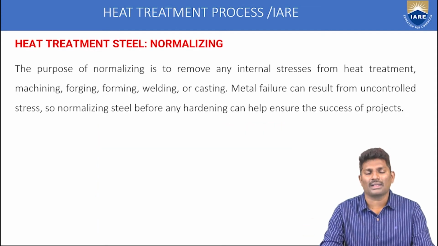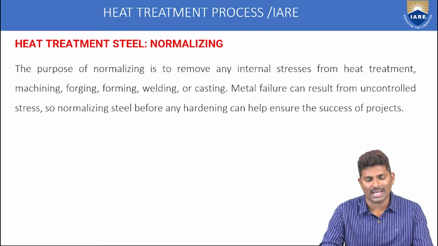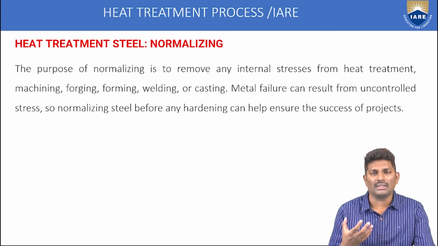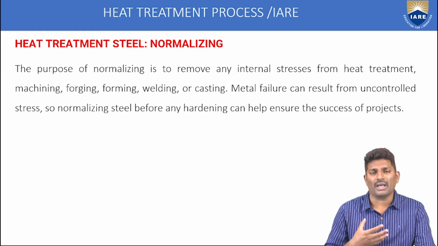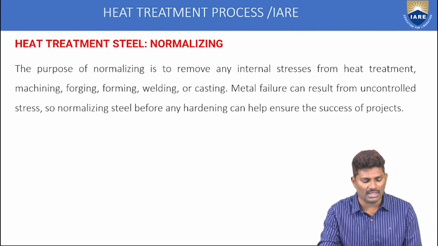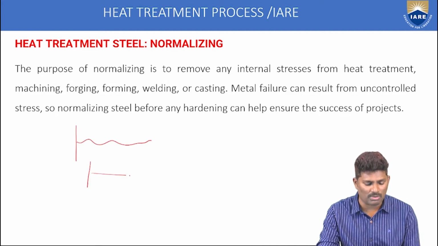The next type of heat treatment process is normalizing. So what is normalizing? The purpose of normalizing is to remove any internal stresses from heat treatment, machining, forging, forming, welding or casting. In the name itself you have normal, so you're trying to bring normalcy inside the body. If any stresses are there inside the body, these stresses have to be normalized. Any unevenness you find has to come to a normal state.